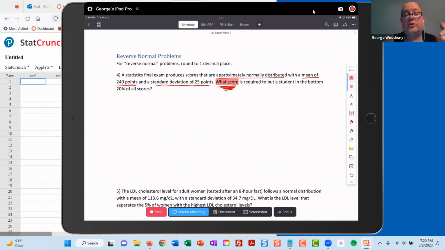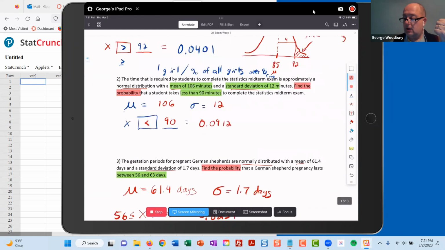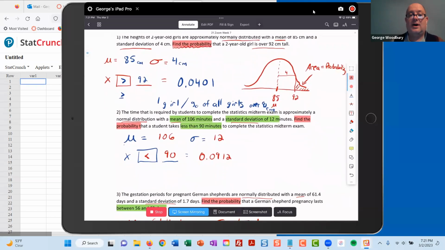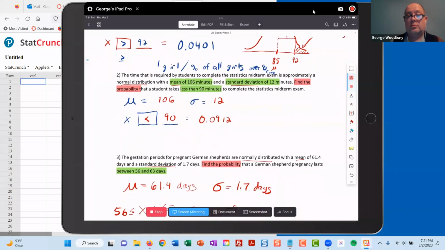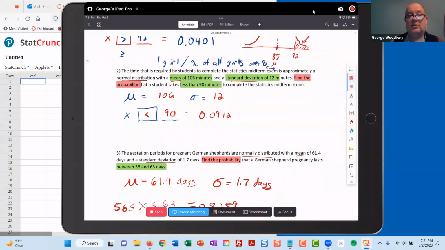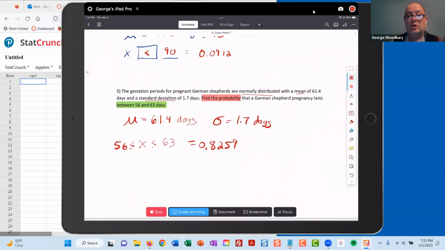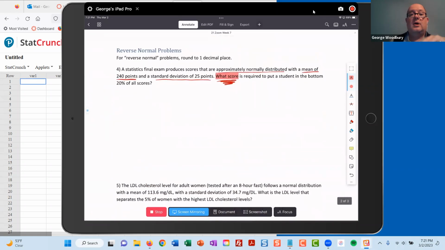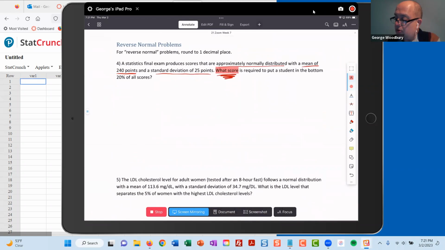this is what I call a reverse normal, because on the first page in those normal probability problems, we were given a height of a girl, 92 centimeters tall. We were given a time for an exam, less than 90 minutes. We were given a length for a pregnancy between 56 and 63 days. We were given those units and we were looking for the probability. But here, I'm not given the score. I'm trying to find the score.